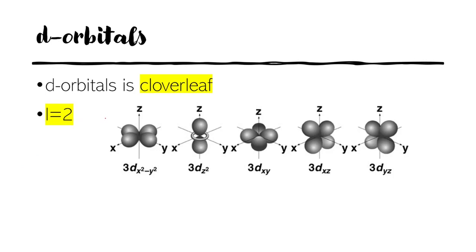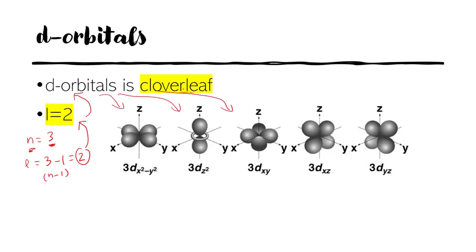Okay, d orbital is cloverleaf when L equals 2. You can get a d orbital at minimum when you have orbit 3, n equals 3. This is because L equals 3 minus 1 from the formula of n minus 1, right? So you can get 2. So 2 here refers to the shape of d orbital. And for d orbital, this is the shape, there are 5.